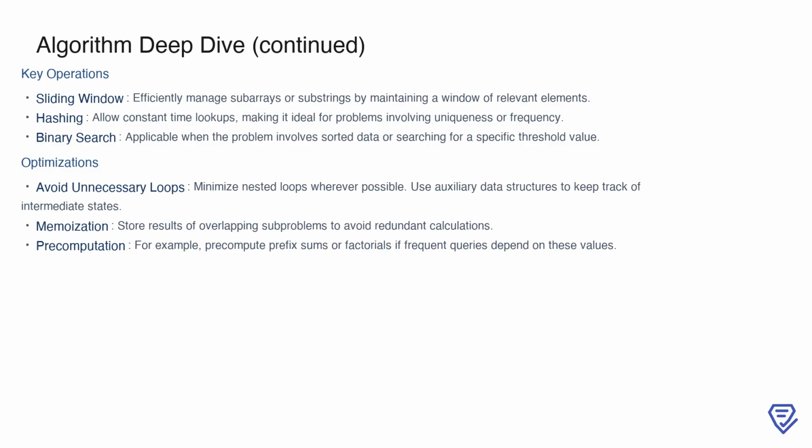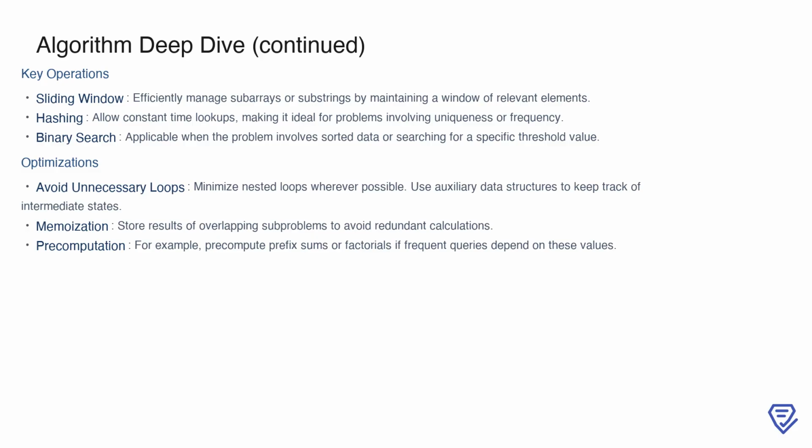Mastering key algorithmic operations can further enhance your problem-solving efficiency. For example, the sliding window technique allows you to efficiently manage subarrays or substrings by maintaining a dynamic window of relevant elements. Hashing enables constant time lookups, making it ideal for problems involving uniqueness or frequency tracking. Binary search is another powerful tool, especially for sorted data or when searching for thresholds.